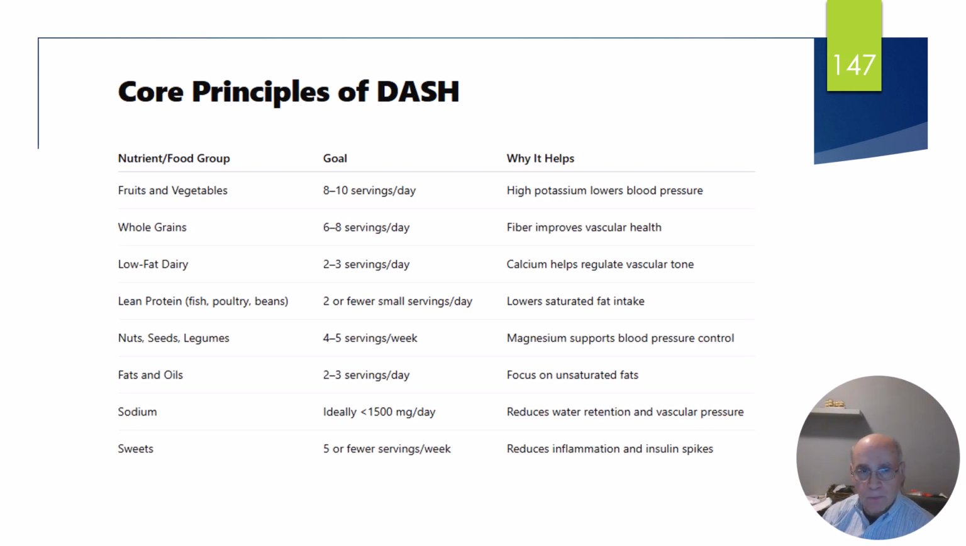So what are the core principles? It would be obviously a plant-based diet, fruits and vegetables, whole grains, low-fat dairy, lean protein, chicken, fish, lamb, veal, turkey, beans, nuts, seeds, legumes, fats and oils, sodium, and obviously reducing your intake of sweets and refined carbohydrates and junk food.